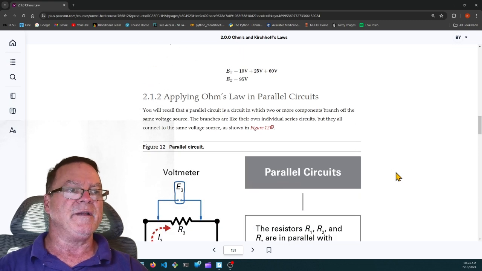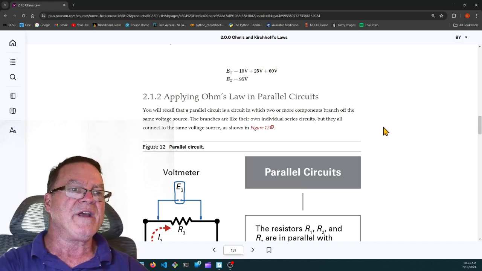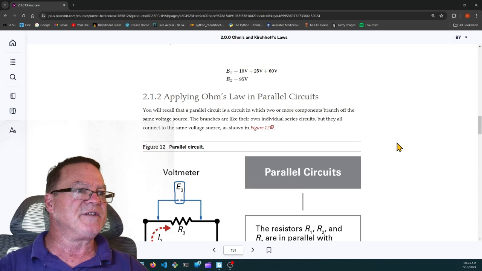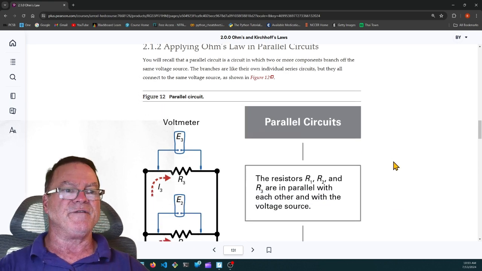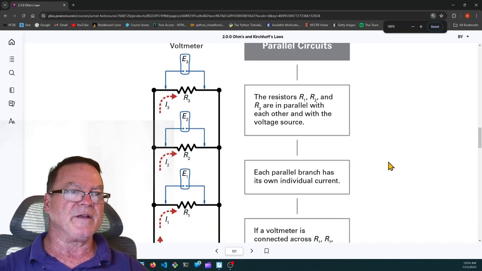Applying Ohm's law in parallel circuits. You'll recall that a parallel circuit is a circuit in which two or more components branch off of the same voltage source. Branches are like their own individual series circuits, but they all connect to the same voltage source, as shown in Figure 12. So, I'll have to zoom out again.